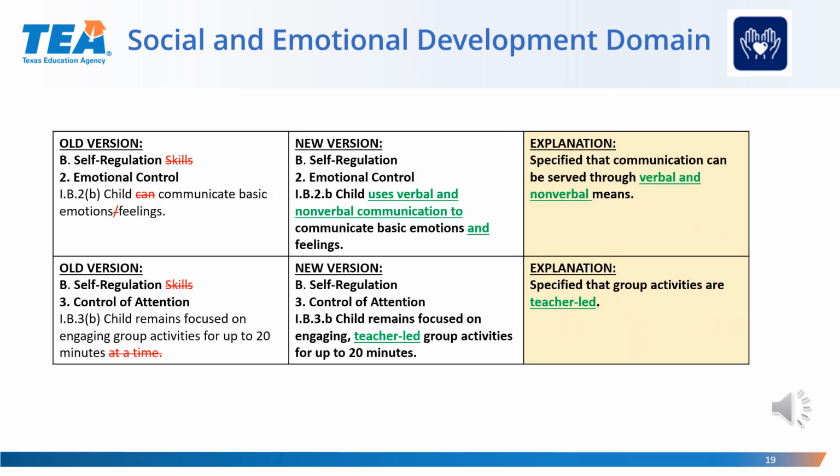Here are the key revisions for the skills section of self-regulation. Changes made to 1B2B specify that communication can be served through verbal and nonverbal means. Changes made to 1B3B specify that group activities are teacher-led.